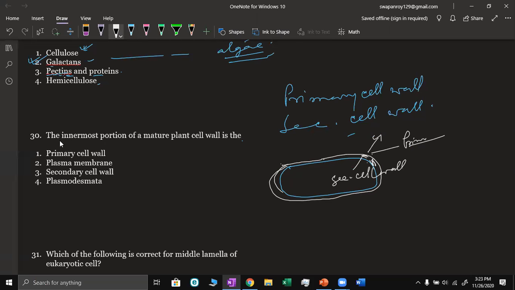So the innermost portion of the mature plant cell wall is what? Innermost is secondary cell wall.